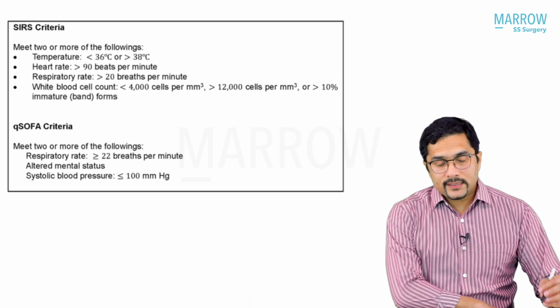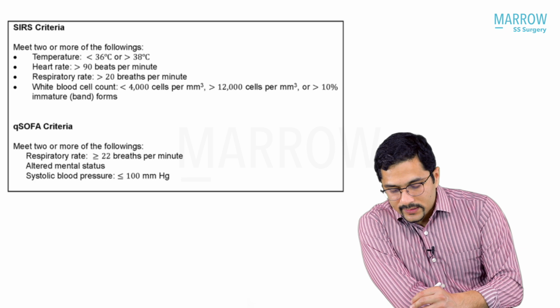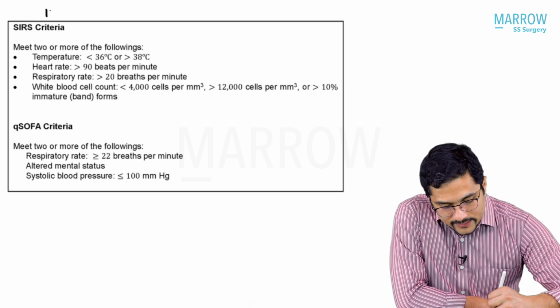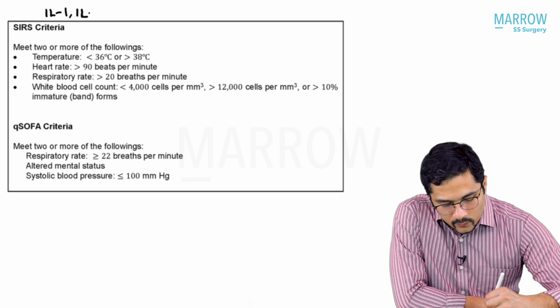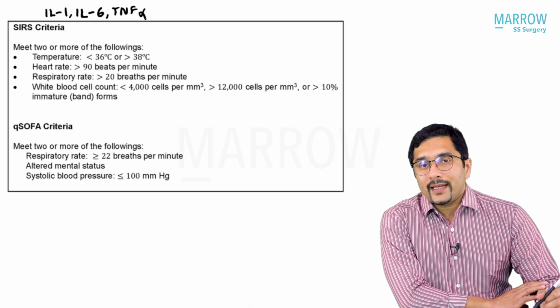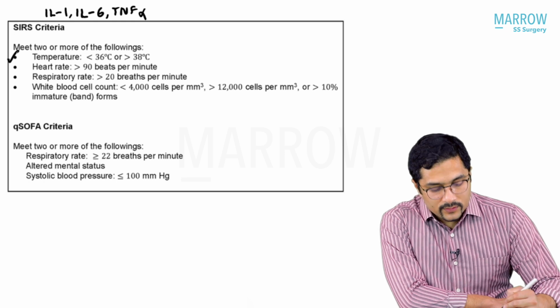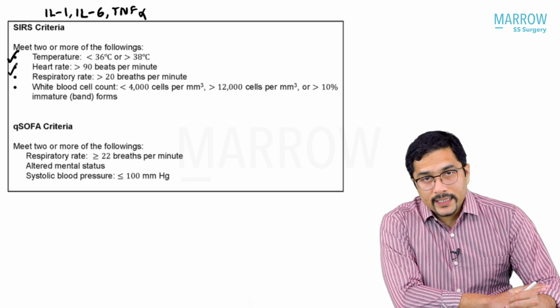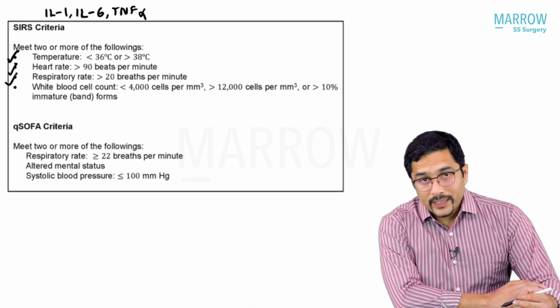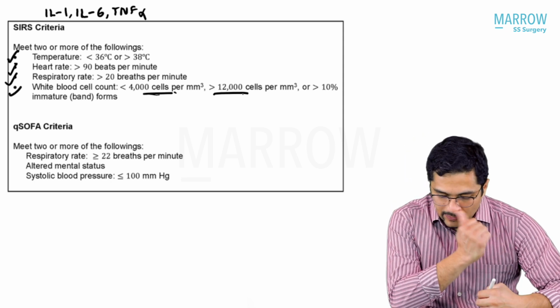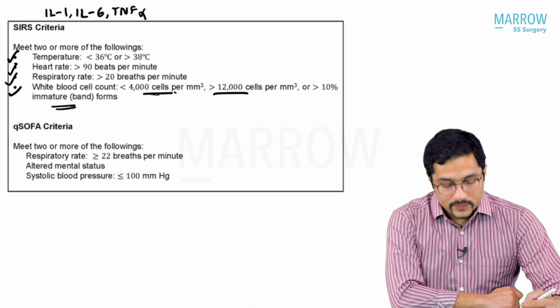These are the SIRS criteria. SIRS stands for Systemic Inflammatory Response Syndrome, and this SIRS is mediated by IL-1, IL-6 and TNF alpha. If any two criteria are there, we call it SIRS. Temperature less than 36 or more than 38, pulse rate more than 90, respiratory rate more than 20 per minute, white blood cell count less than 4,000 or more than 12,000, or more than 10% band forms are present.